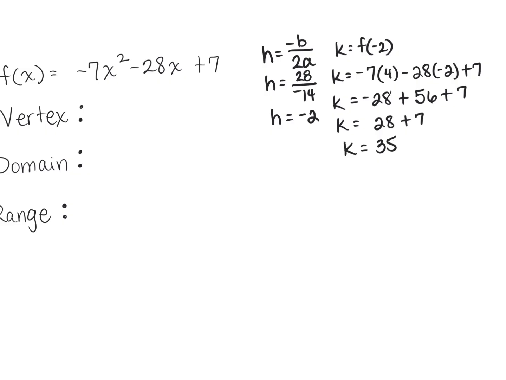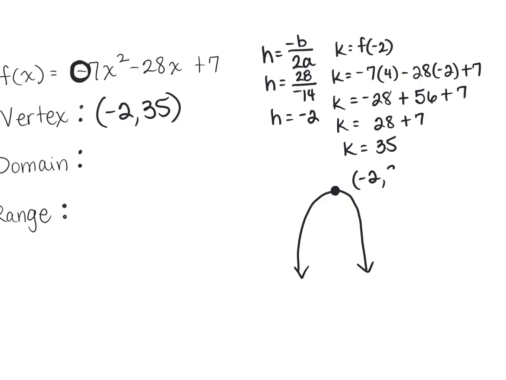So my h and k is at negative 2, 35, and that is an ordered pair point. Now, the rest of this problem is fairly straightforward because we know that this is a parabola, and because this a is negative, I know that this graph would look something like this. This ordered pair point is at negative 2, 35.